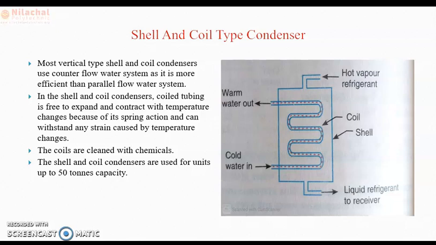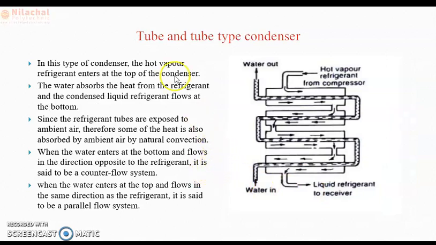Let's come to the other and last type. This is the tube type condenser. First I will define the name, why it is named tube type condenser. Because here the refrigerant is passing through the tubes and the water is also passing through the tubes. Both are passing through the tubes. For that reason, it is named tube type condenser, or sometimes double tube type condenser.